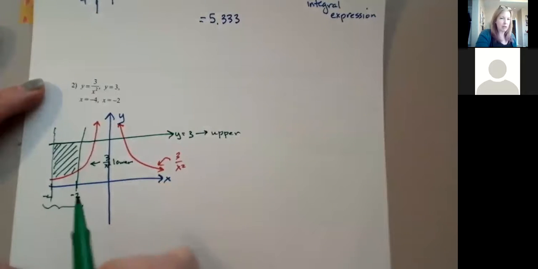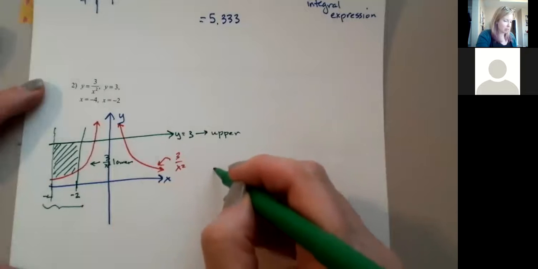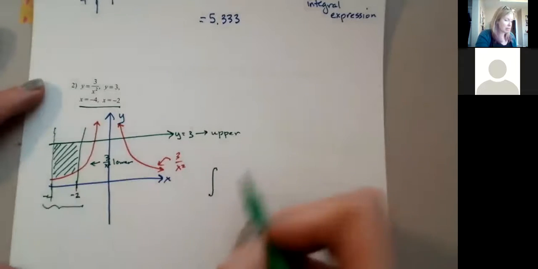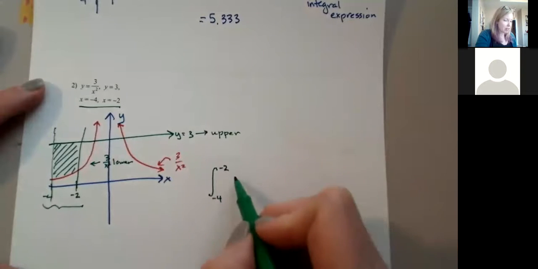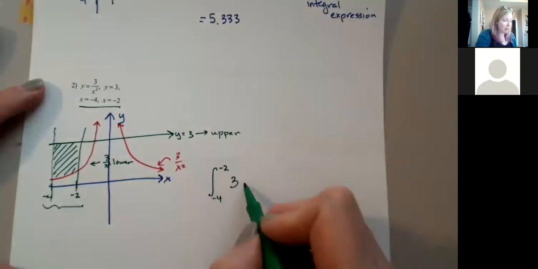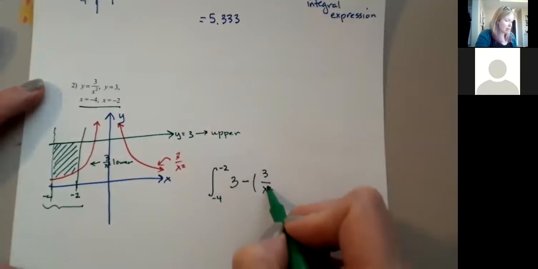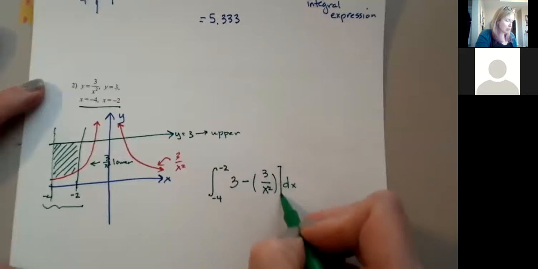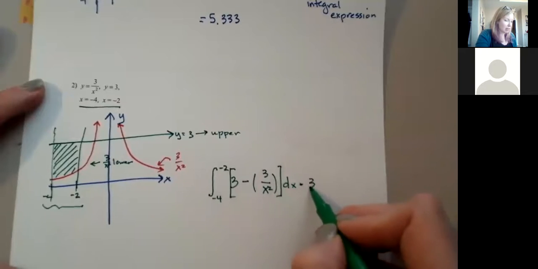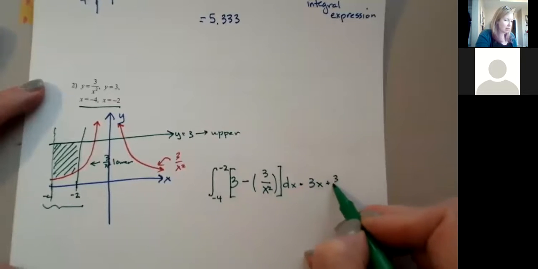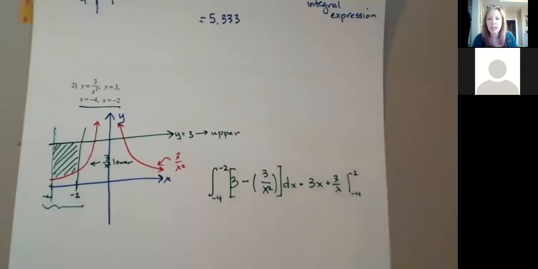And these again are the boundary values from -4 to -2. So the integral expression I'm going to set up for this, I'm integrating from, and again, they told me my boundary values, so I don't have to worry about that, -4 to -2. And then the upper function is the 3. The lower function is the 3 over X squared dx. And that's what I am going to integrate. Now this one you could totally integrate by hand if you want to, because it just integrates to this from -4 to -2, or you can put it in your calculator.